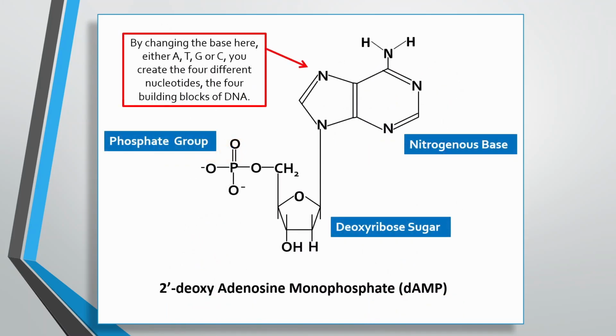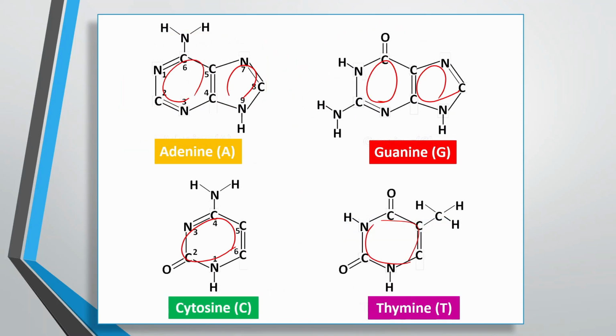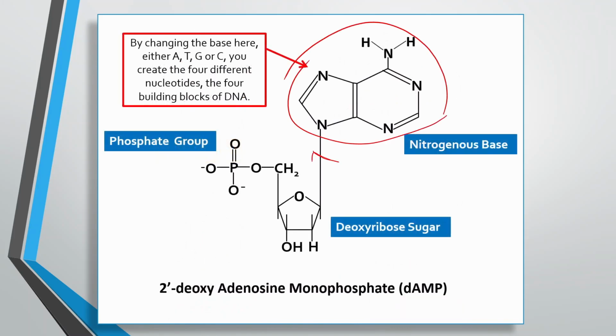And let me just point out here, by changing the base attached here, through this bond here, by changing the base that we have attached here, that's how we make the 4 different nucleotides. So you swap that position out for any of these other guys, and then we end up changing to one of the different nucleotides.